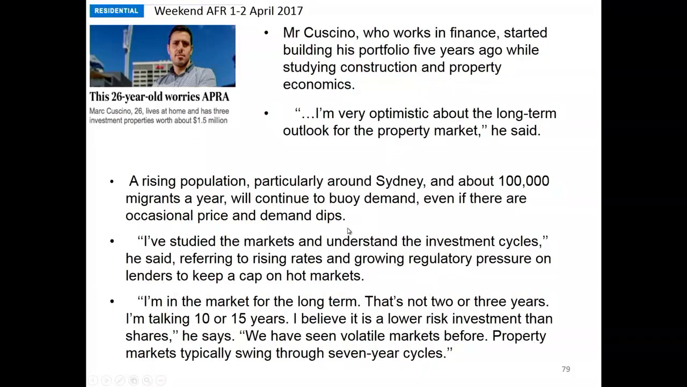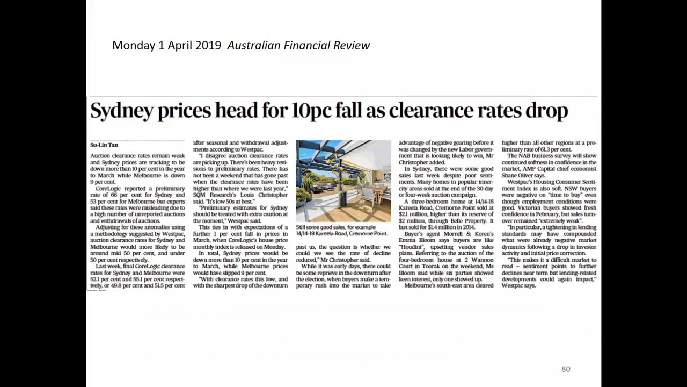So what's his story? His particular story is a rising population around Sydney, about 100,000 migrants a year, will continue to buoy demand, even if there are occasional price dips. He says, I've studied the markets, understand the investment cycles. I'm in the market for the long term. This is not 2 or 3 years. I'm talking 10 or 15 years. I believe it's a lower risk investment than shares. It's just as well that he's in for the long run because the prices are headed for a 10% dip right now.